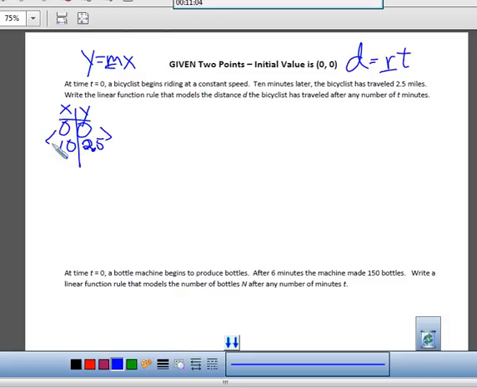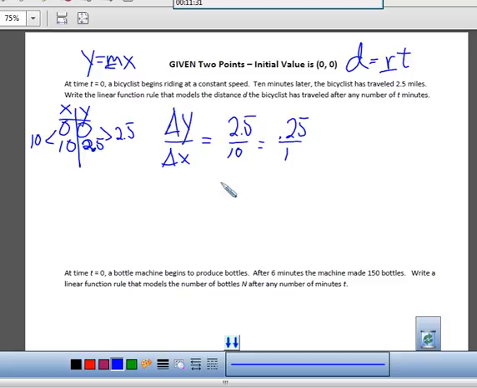So change in Y over change in X. So this is going up 2.5, this is going up 10. So change in Y over change in X, because I'm trying to find my M, equals 2.5 over 10, which I know is a decimal, and we don't really like decimals in our fraction, but I do want to simplify it to a unit rate. It's 0.25 over 1, that's a quarter mile per minute. That is going to be our rate, 0.25 miles per minute, okay?